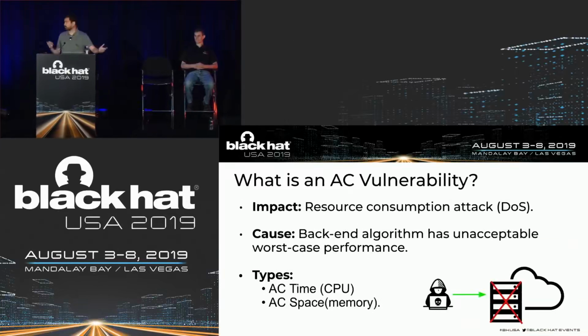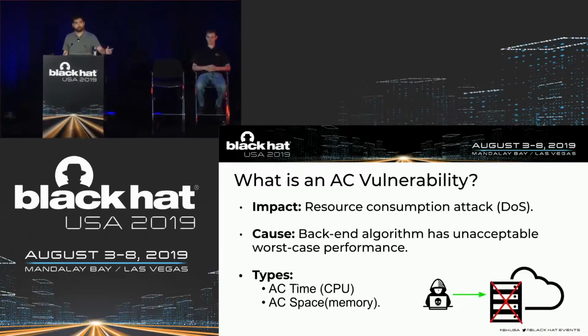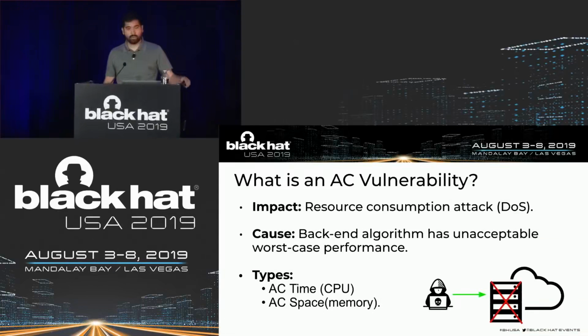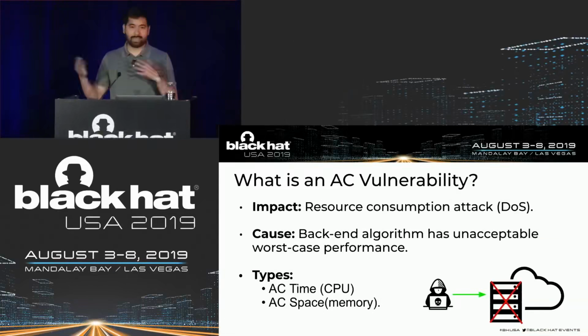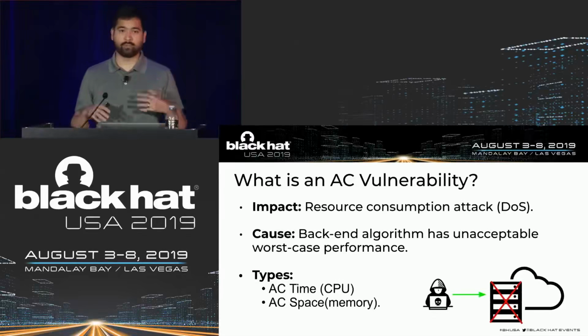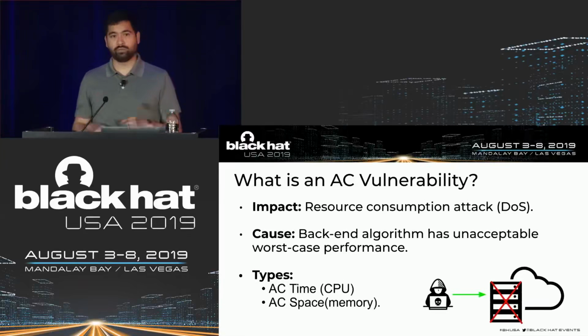Okay, so what's an algorithmic complexity vulnerability? What we're talking about is a resource exhaustion attack resulting in denial of service. The cause is you have some back-end algorithm that's processing some user input, and it has unacceptable worst-case performance. That could mean a couple of things. You could exhaust CPU resources, which we call an AC time attack, or you could exhaust some space resource, either disk space or RAM, which we call an AC space attack.